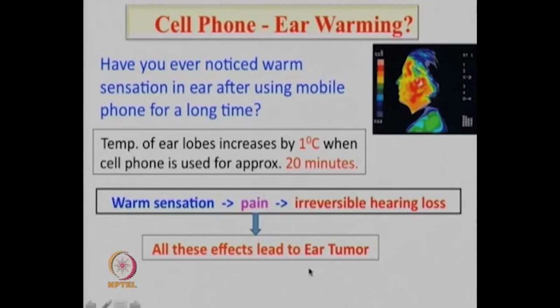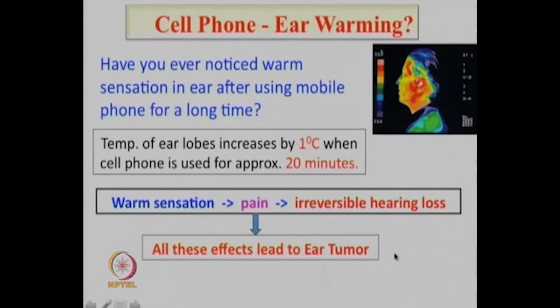In fact, I have started my own newsletter on cell phone tower radiation. In the third newsletter, we gave interviews of 5 different ENT doctors, and they very strongly said that they are getting a very large number of cases where people are developing irreversible or partial hearing loss to ear tumor, and their largest patients are teenagers, because teenagers use cell phones for a very long time, they keep chatting, of course.